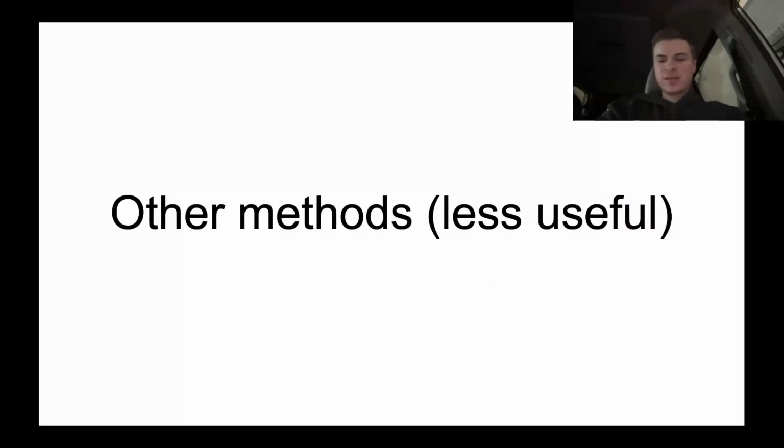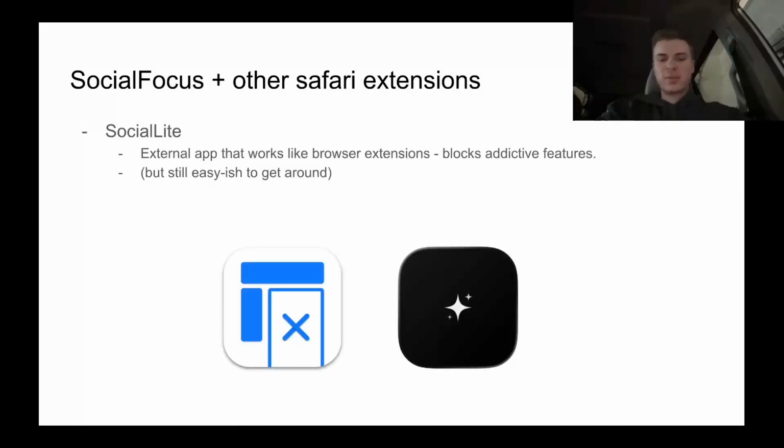I do have some other methods. I don't think they're as good, but I'll just name them real quick. Social Focus is another one. Socialite is another one as well. But basically these are all just browser extensions. If you go to youtube.com or instagram.com, you can block the homepage, you can remove thumbnails. You can really customize a lot of it, which is why I like them, but they're just extensions for the browser, so it doesn't change the actual app itself. And they're still easy to get around. So I don't think they're really good, but they are other options you can try if you haven't.